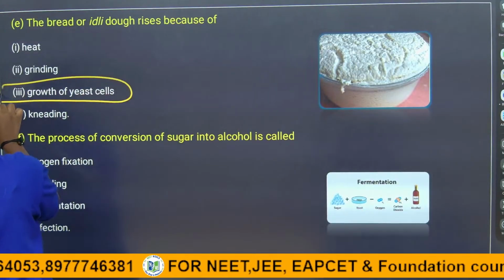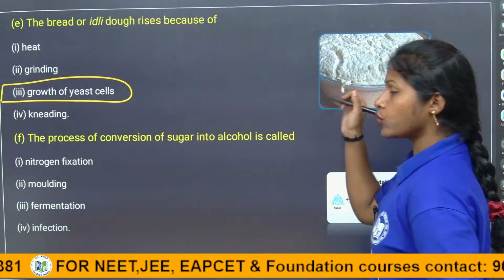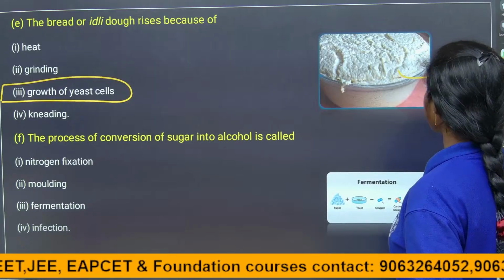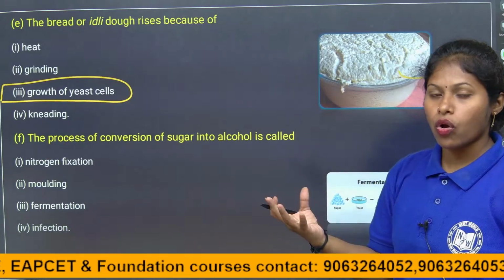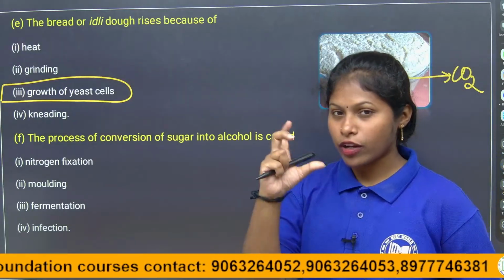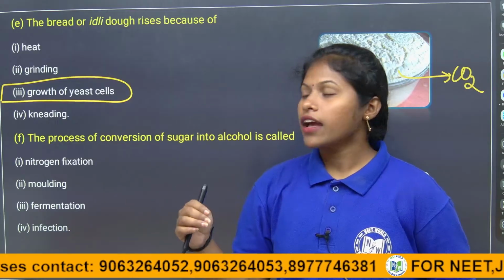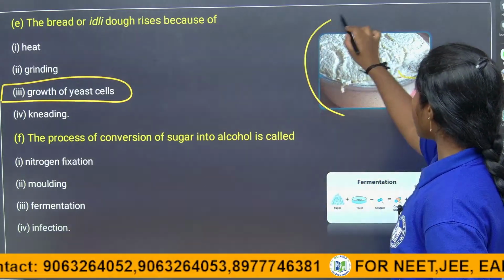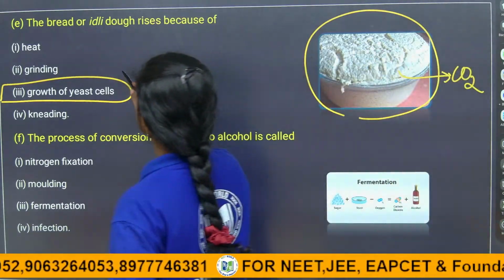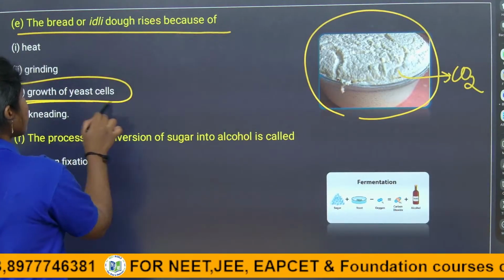Because of the growth of the yeast cell, the dough rises and breakdown of the sugar is happening, thereby forming the carbon dioxide. Here the carbon dioxide is involved in the raising of the dough. What is yeast doing? Yeast breaks down the sugar. When it is breaking down, the formation of the carbon dioxide is occurring, right? Thereby the dough is rising, children. This is the exact answer for this question: the bread or idli dough rises because of the growth of the yeast cells.